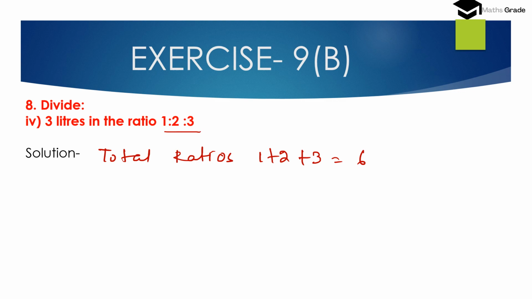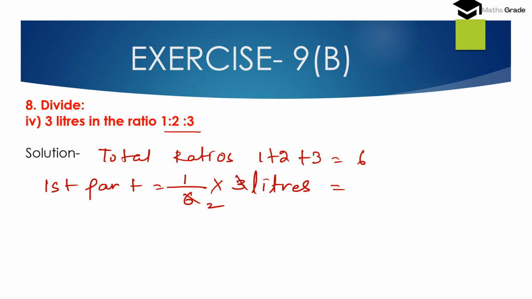So first part here, there are three ratios, that is 3 parts here. So the first part will be this 1 divided by total ratio 6, 1 divided by 6 multiplied with 3 liters. So cancelling 3 and 6, we know 3 multiplied by 2 is 6, so it is half liter.